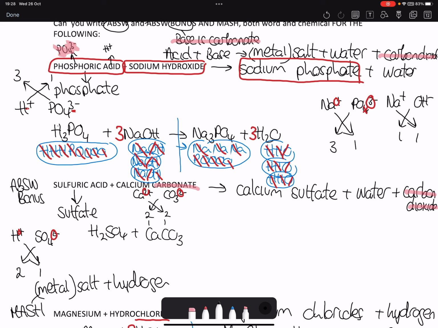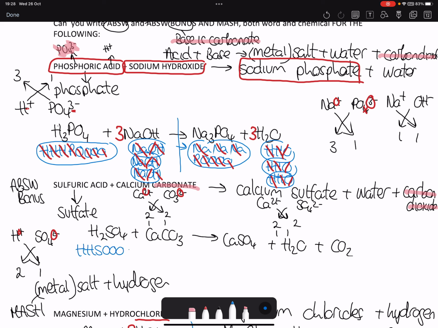calcium carbonate is CaCO3. We have said it's going to make us calcium sulfate. So calcium is 2 plus. We've already learned that sulfate is SO4 2 minus. We drop a 2 and a 2, which becomes a 1 and a 1. So our calcium sulfate is going to be CaSO4 plus water plus carbon dioxide. So we package everything up.